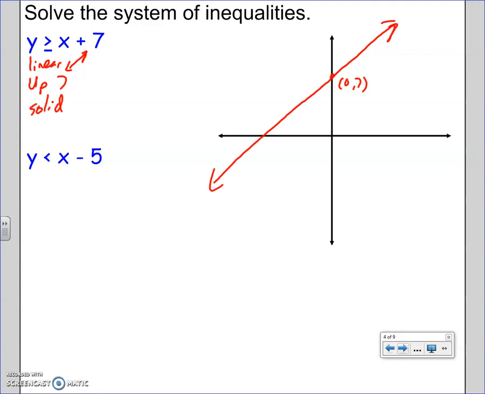I do shading. So let's plug in 0, 0 as a test point. Is 0 greater than or equal to 0 plus 7? 0 is bigger than or equal to 7. That's false. So I avoid the 0, 0 side. I shade over here.